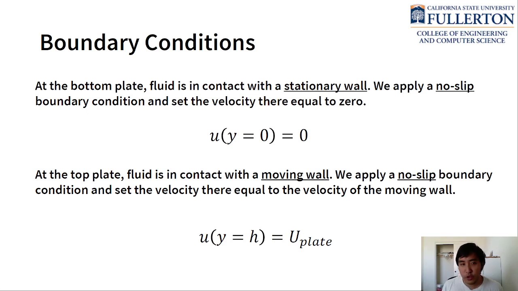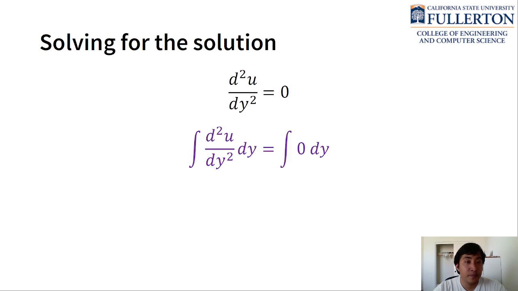We have two boundary conditions here. First, we have a fixed wall at the bottom plate, and that sets our velocity equal to 0 there because of the no slip condition. Then on the top plate, we are again going to apply a no slip boundary condition, but since this wall is moving, the fluid that's touching that wall has to move as well. So we're going to set the velocity at the top of the channel equal to u plate.